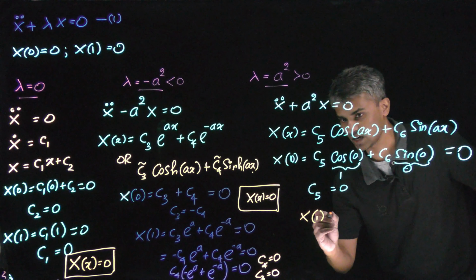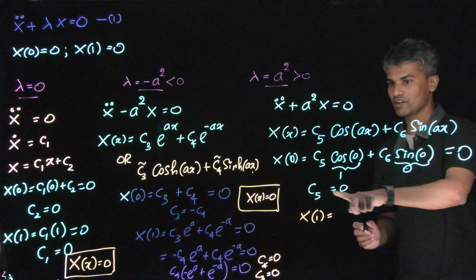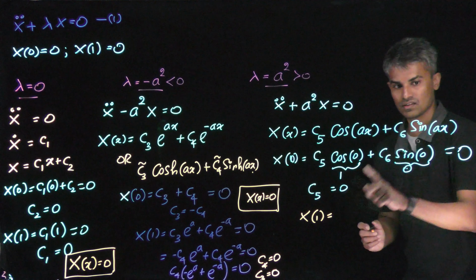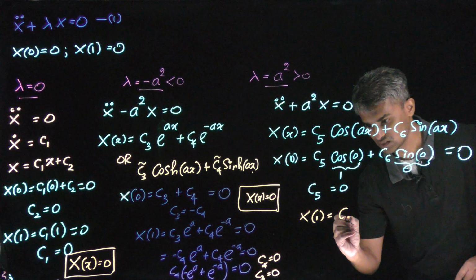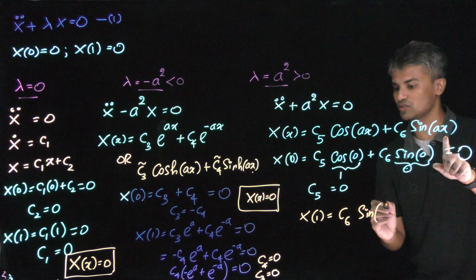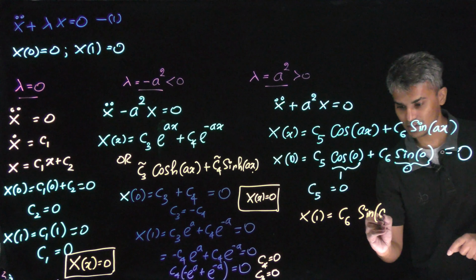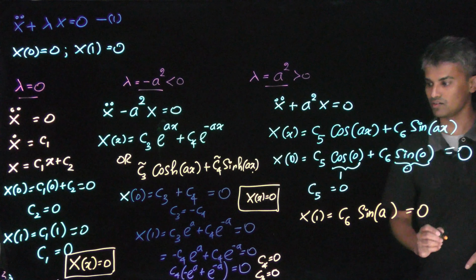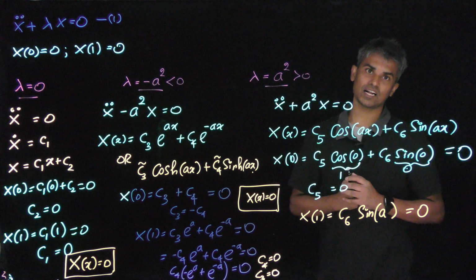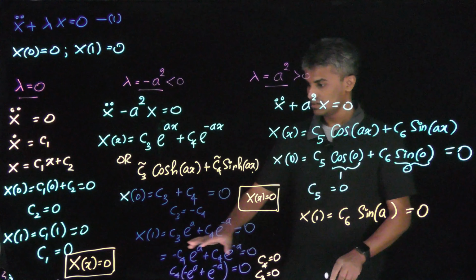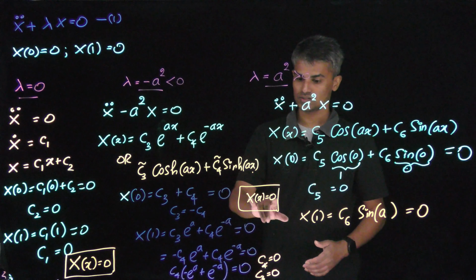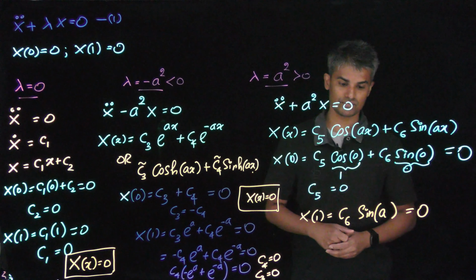When x equals 1, now since C5 equals 0, we do not have to consider the first term. We have the second term, C6 times sine of a, equals 0. So we have sine of a equals 0. Okay. So now we are looking for the non-trivial solutions. For the first case and the second case, we have obtained trivial solutions where big X equals 0.